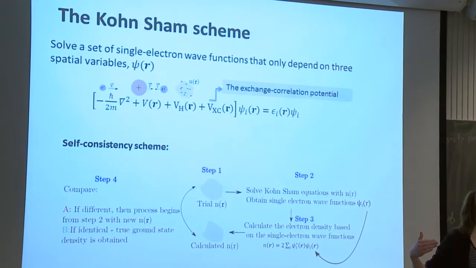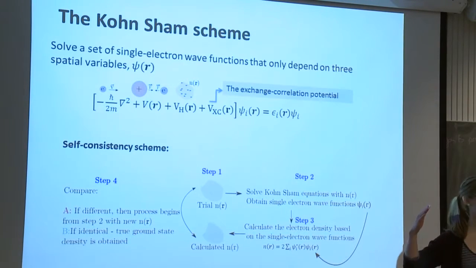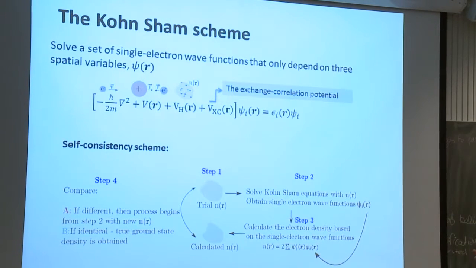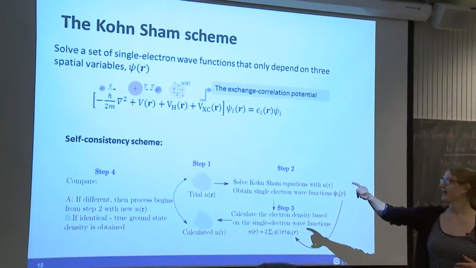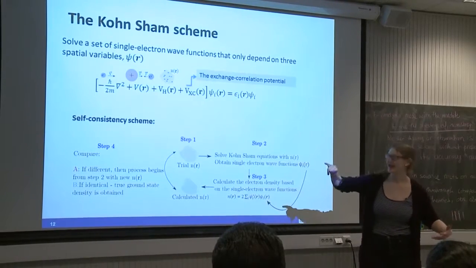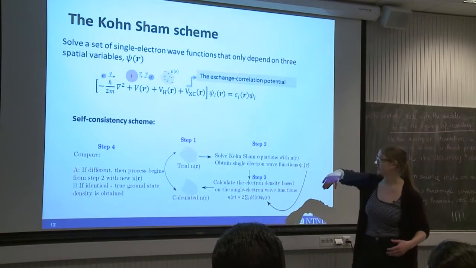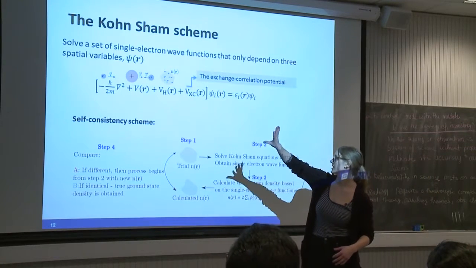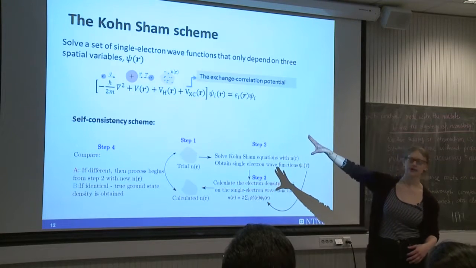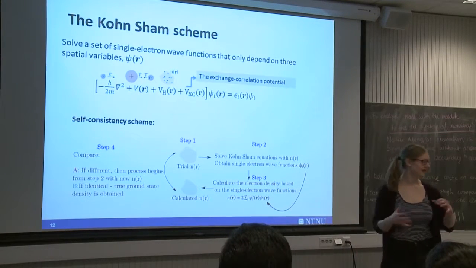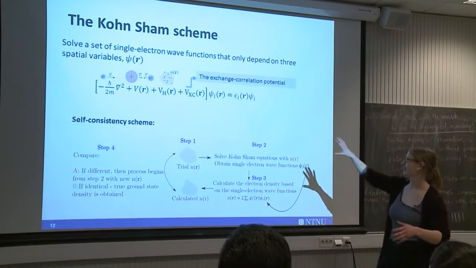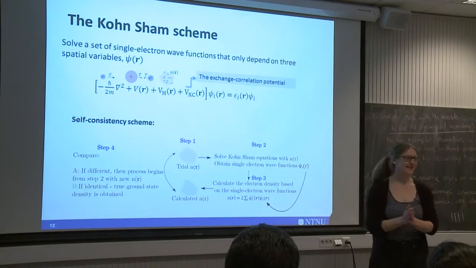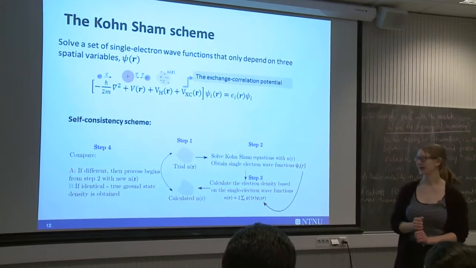So the first thing you do is just consider a set of single electron wave functions, and they're not interacting. So it's a non-interacting system. The interactions are sort of implicitly accounted for in these potentials. So the Hamiltonian for the single electron wave functions is the external potential, and then the Hartree potential, hence the H, which is just the electron interacting with the electron density, and then this exchange correlation potential, which we have to approximate.